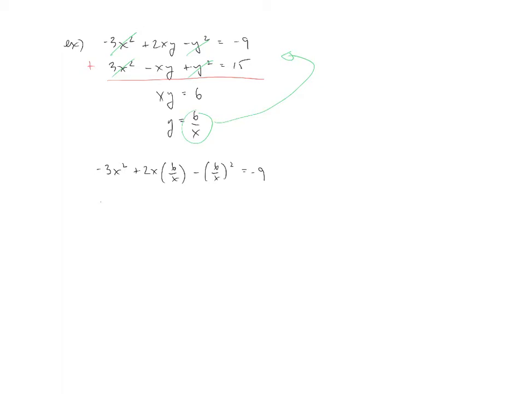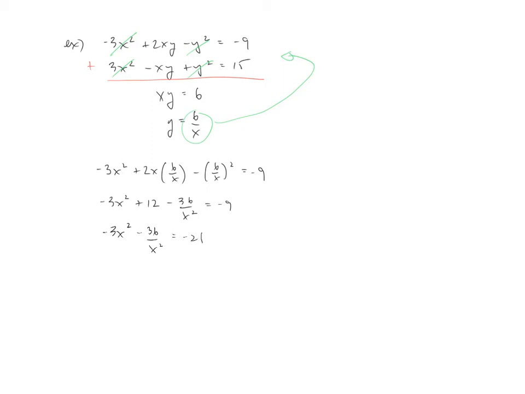I'll go ahead and clean it up a little bit here. So in the second term, the x's divide off and we have a 12 that's left. And in the third term, we get a minus 36 over x squared equals a negative 9. And the last thing I'll do in cleaning it up before figuring out how to solve it is to subtract 12 from both sides, which would be set equal to a negative 21 now.